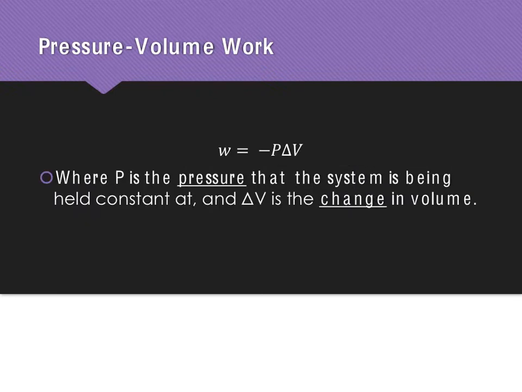Just to remind you, the P is the pressure that the system's being held constant at. The goal with the piston is to expand and release that volume to keep it at that pressure. Delta V is our change in volume.